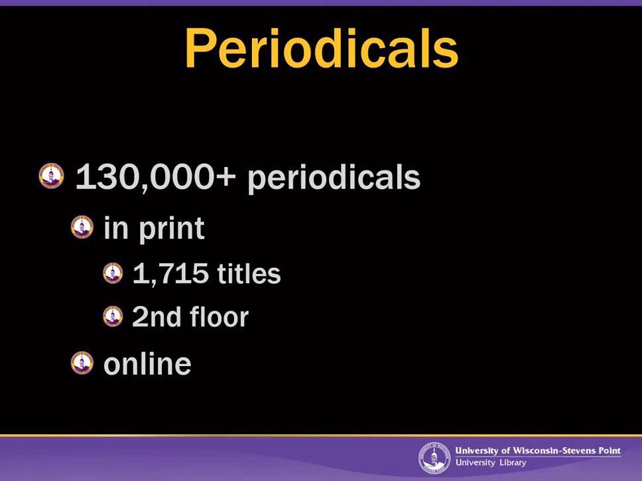The UWSP library subscribes to more than 130,000 periodicals. Only about 1,700 of those are in print, and those are located on the second floor. And those are shelved alphabetically by journal title. Most of our titles are available online, and you can access them through the UWSP Library's website. And I'll show you how to access them next.